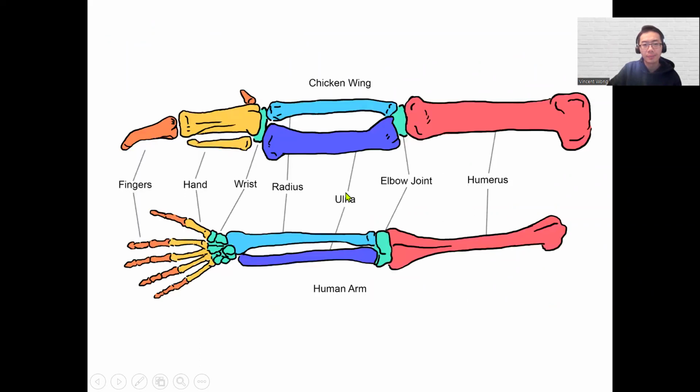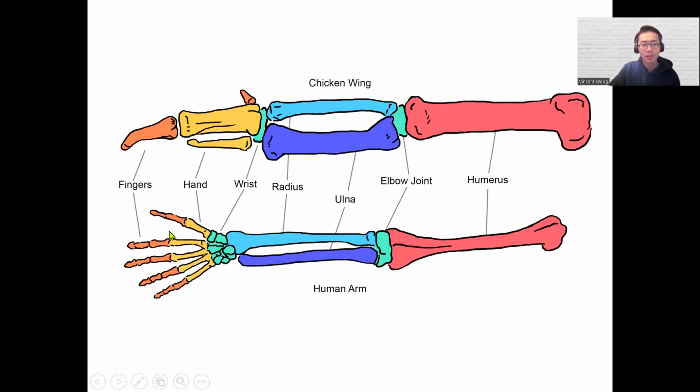Let's take a look at the chicken wing, when we compare our human arm to that of a chicken. Okay, the humerus is like the tiny drumstick on the chicken wing, and the actual wing part, the one that we eat with the two bones, that's our forearm. And then the tip that has almost no meat, that's like our hand.